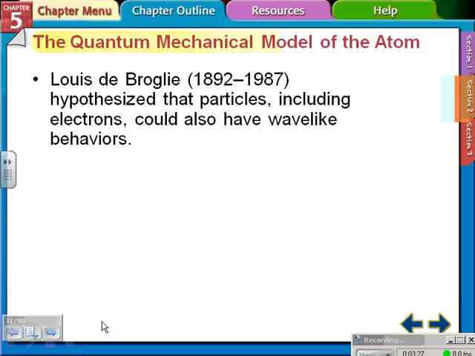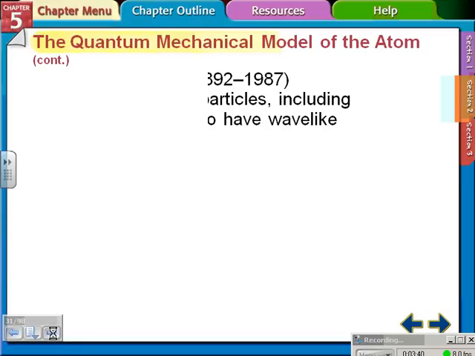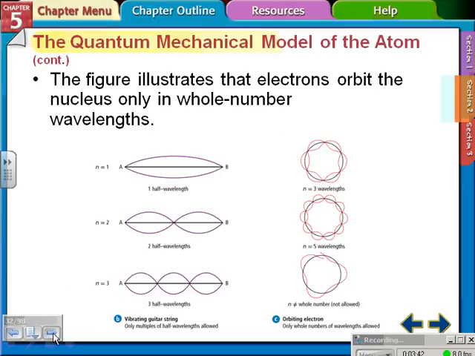So de Broglie came along in the late 1800s, early 1900s, and he hypothesized that particles, including electrons, could also have wave-like behaviors. And this figure illustrates that the electrons orbit the nucleus in whole number wavelengths. So electrons behave similarly to light. They travel as waves.